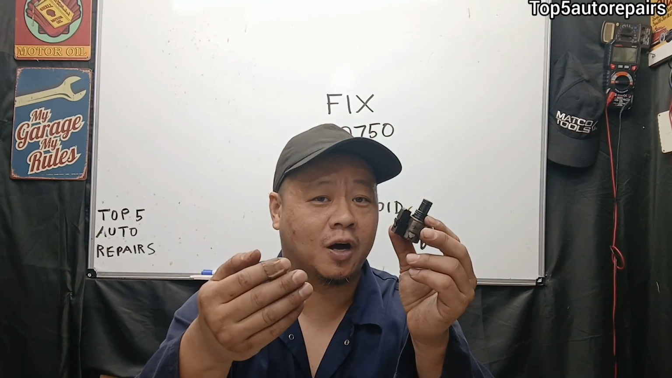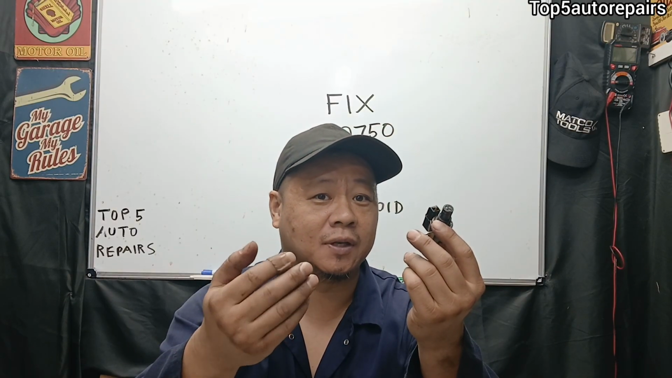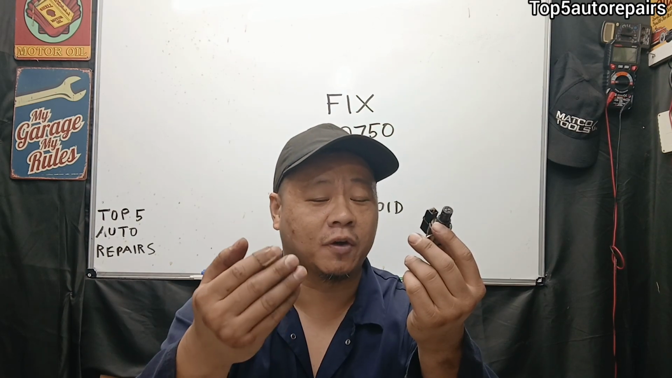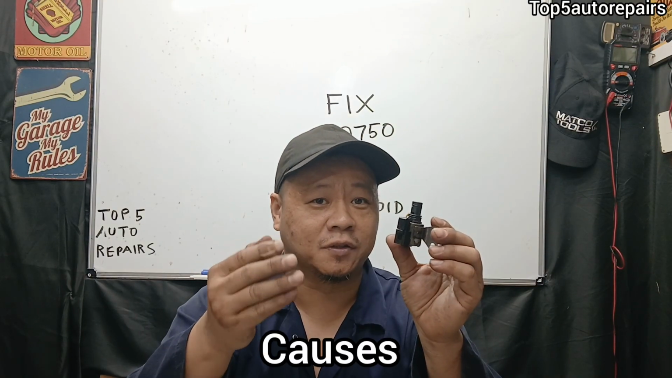Also, if the shift solenoid is bad, it can cause poor fuel economy, and it can set your vehicle into limp mode. Basically, it is a safety feature to prevent your vehicle from going faster than 35 miles per hour or second gear. So what causes the shift solenoid to fail?